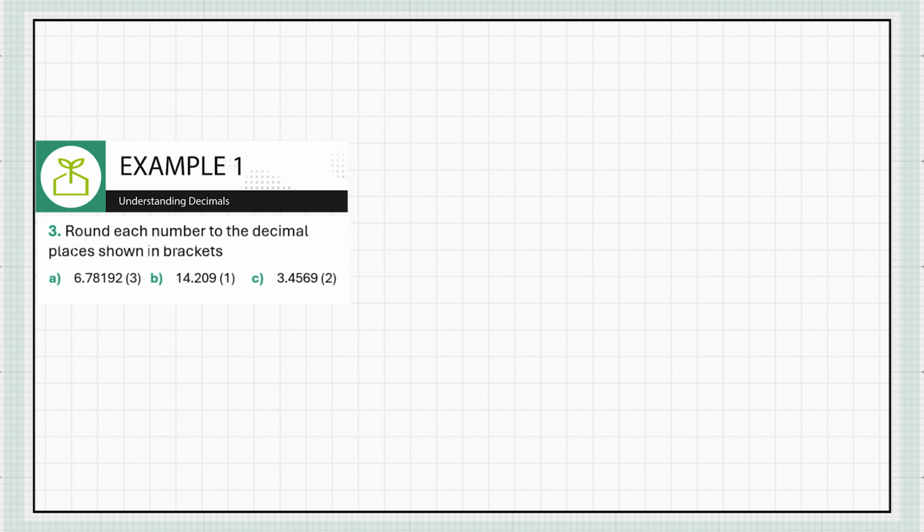Alright, in this video I'm going to walk you through just how we round our decimals to a specified number of decimal places. So let's look at A. We have 6.78192 and they want us to round it to 3 decimal places. And the first thing we need to do is find that third decimal place. So that's going to be right here.